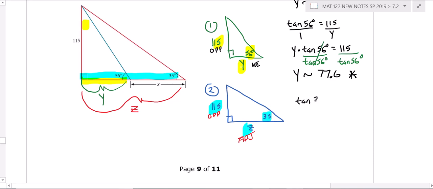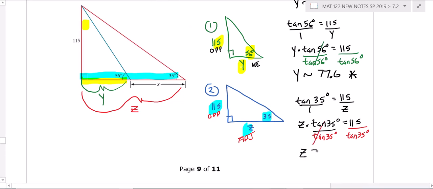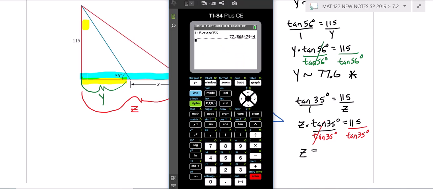The tangent of 35 degrees is equal to opposite, 115, over adjacent, where we're using the z. I put the tangent over 1 just to see that you have a proportion, and you're going to cross multiply. So I cross multiply. I'm going to have z times tangent of 35 degrees equals 115. Then I divide both sides by tangent of 35 degrees. And then I'll go to the calculator, and then we should be able to get the whole problem put together here.